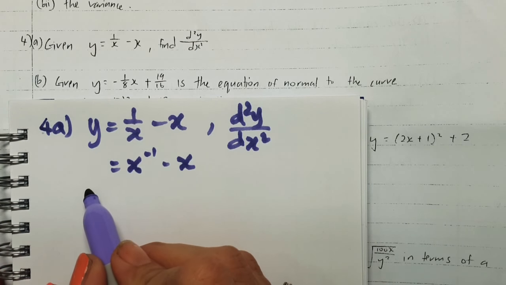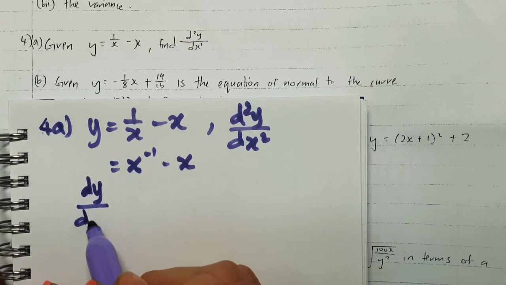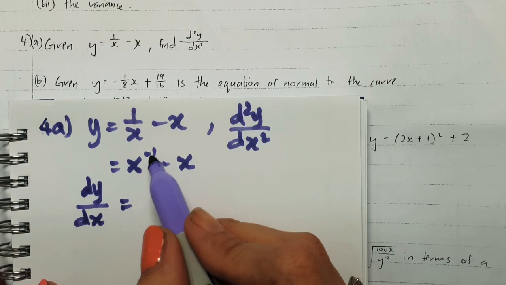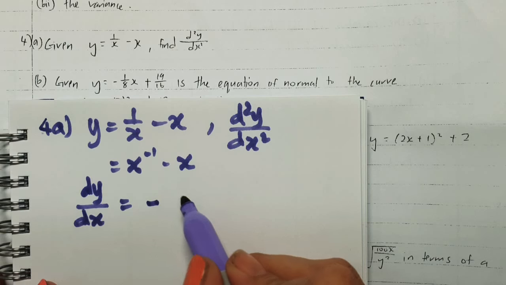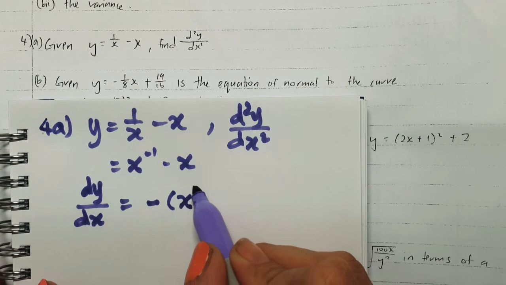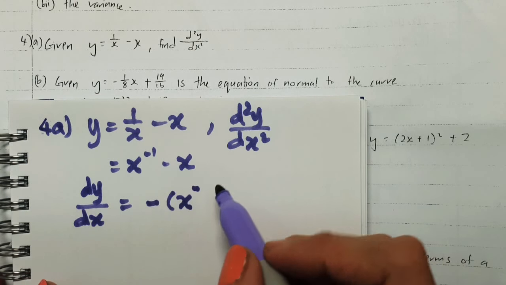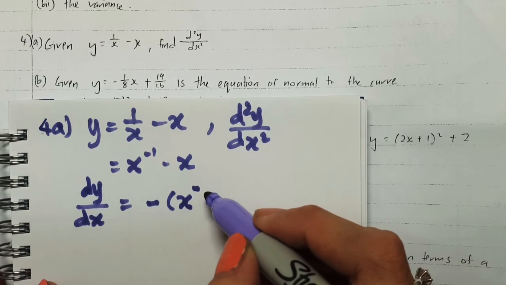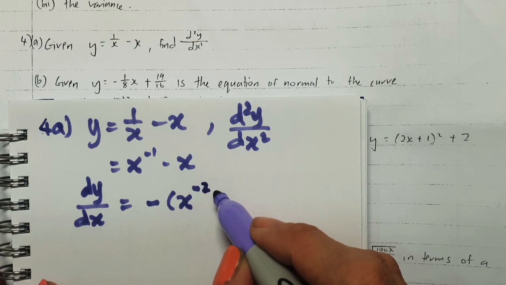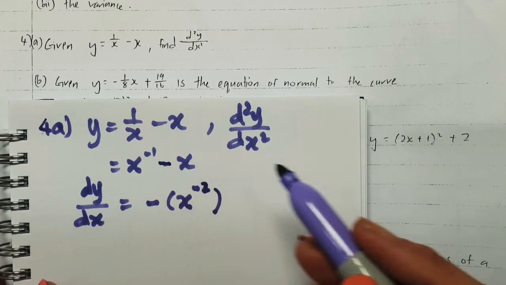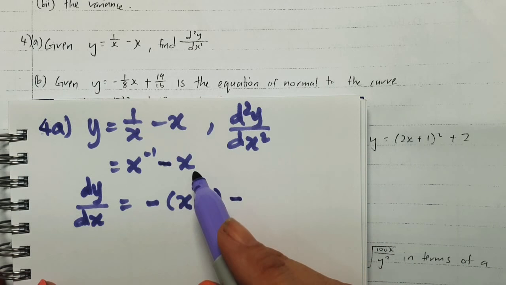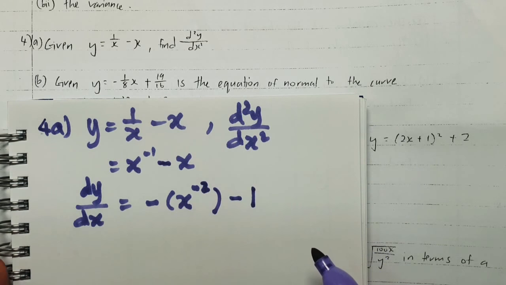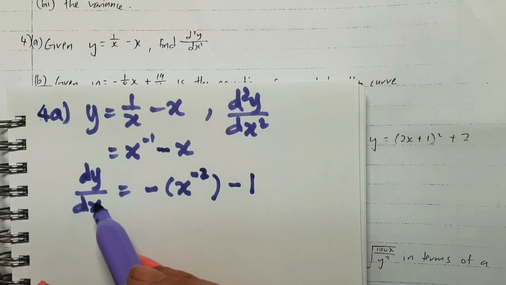Okay, so let's differentiate now. dy by dx will be: bring the power down to the front of the term, and then reduce the power by 1. So we have negative 1 minus 1, we have negative 2. Next, minus, reduce the power by 1, so we have 1 over here. This is only the first order.